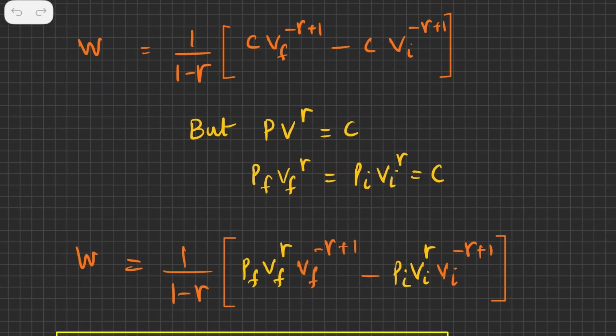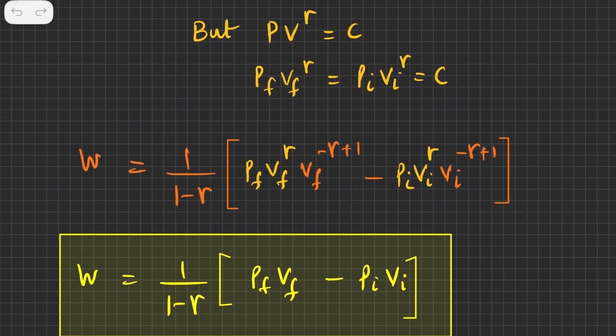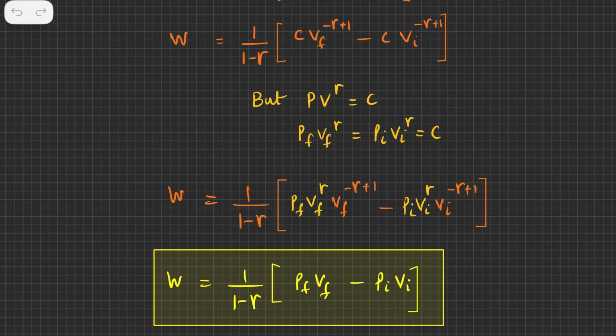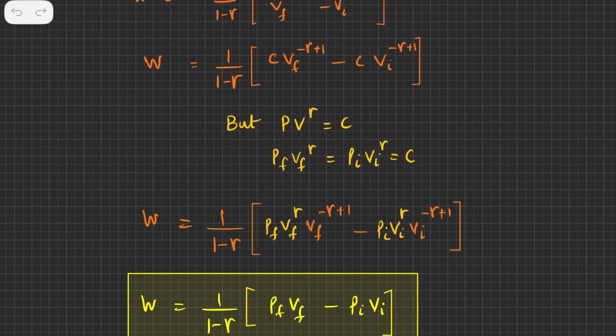So let's put that. I have followed the color pattern, so in case you are not following, you can just go through it. So w as it is, 1 upon 1 minus gamma as it is, bracketed. Now wherever there is a C, I'll write Pf Vf, so this is Pf Vf, and wherever there is a C, I'll write Pi Vi.